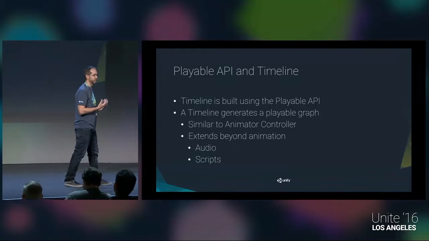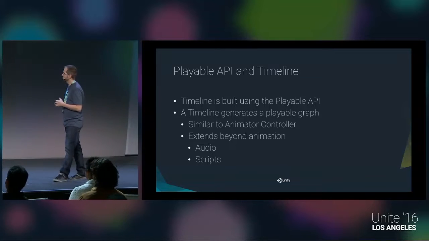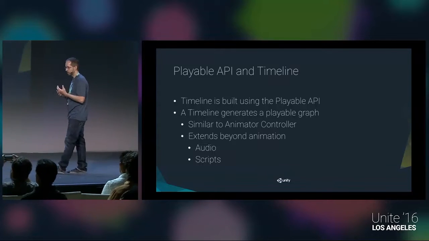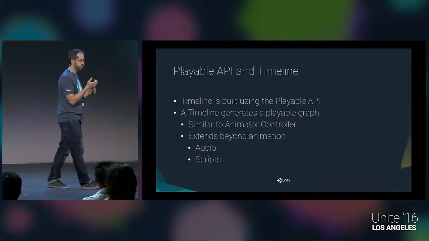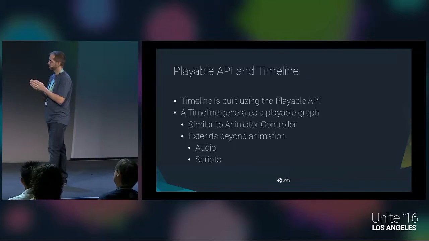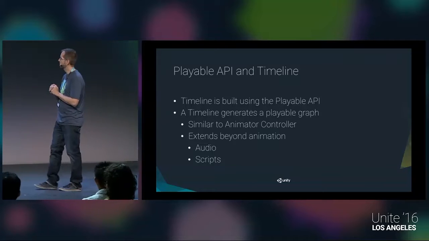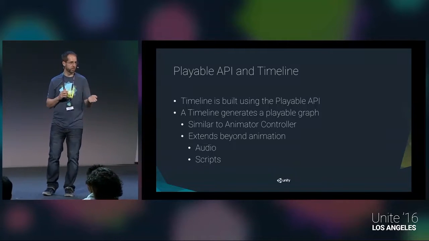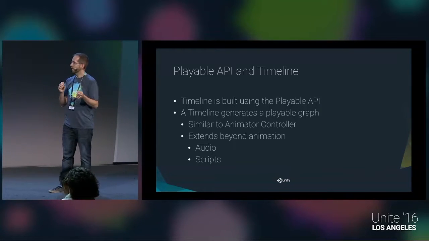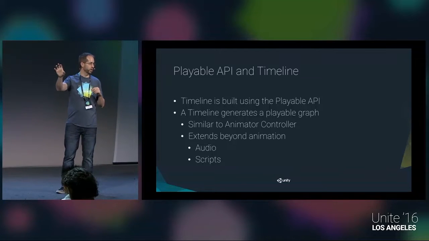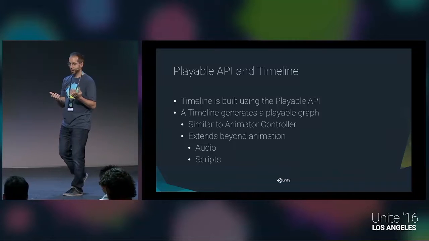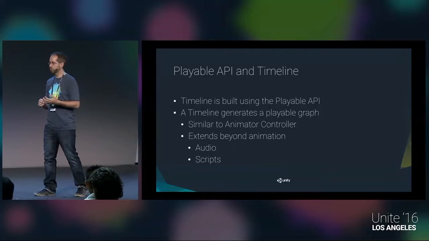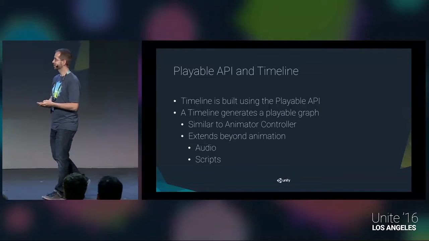Right? So why does this matter? We actually built timeline on top of this Playable API. So when you build a timeline, you're editing a playable graph. Now, a playable is our runtime version. It's short, it's efficient, and it's underneath the hood of what's happening, right? So a timeline, you can think of it a lot like an animator controller. There's a serialized asset that you're working on and editing, and then when the appropriate time comes, it goes and generates this beautiful graph under the hood. Now, for timeline, we need to extend this beyond animation. We have to deal with audio, we have to deal with scripts, and some other future things as well.